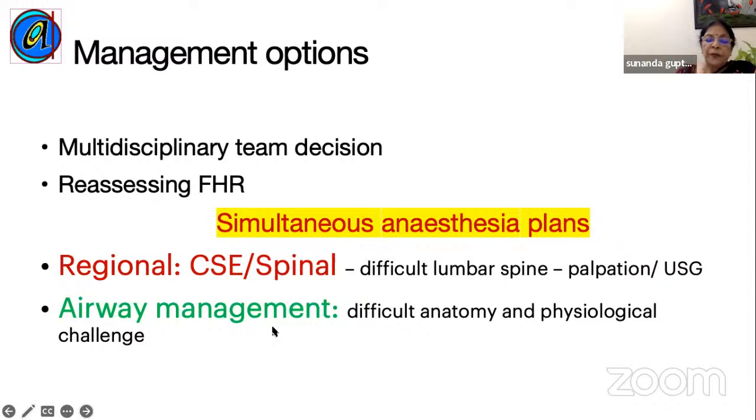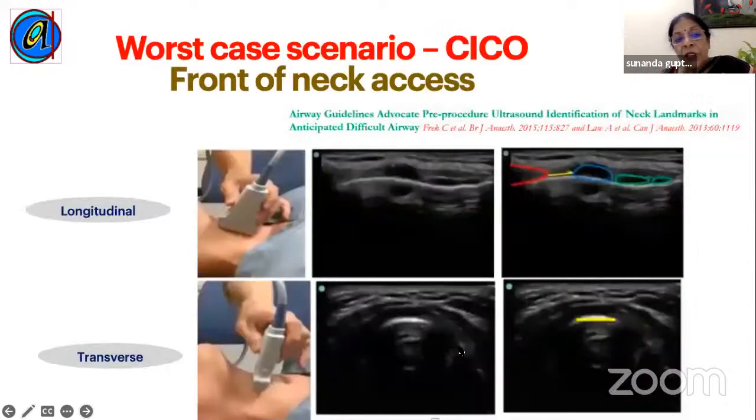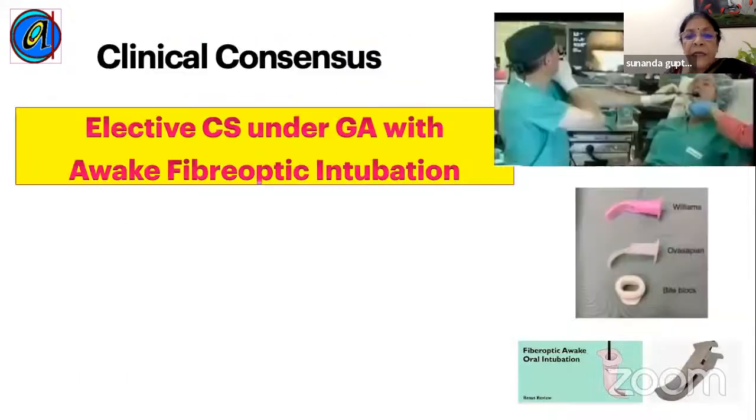For airway management, assess the difficulty, anatomical and physiological, and how much is the challenge. So at this time, you should always prepare for the worst case scenario. You should have a USG-guided estimate of the CTM, both longitudinal and transverse, which will give you an idea, and mark it up on the skin.